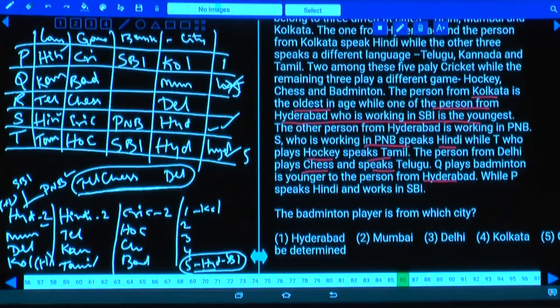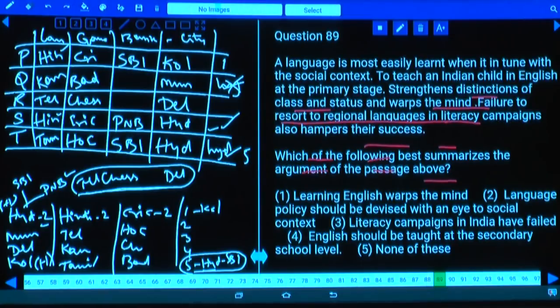A language is most easily learned when it is in tune with the social context. When it is in line with the social context, a language can easily be learnt. To teach an Indian child in English at the primary stage, okay? Now this is all for what? To teach an Indian child in English at the primary stage, the social context should be combined with this.